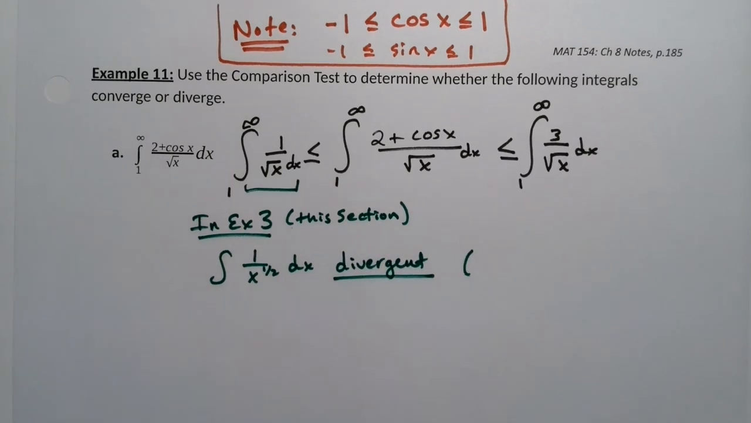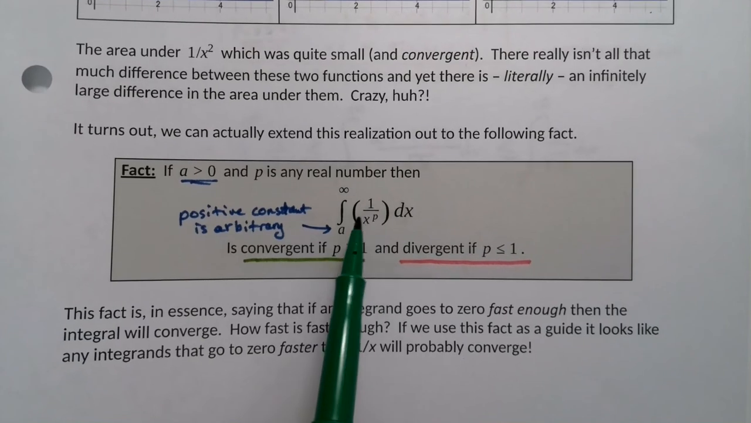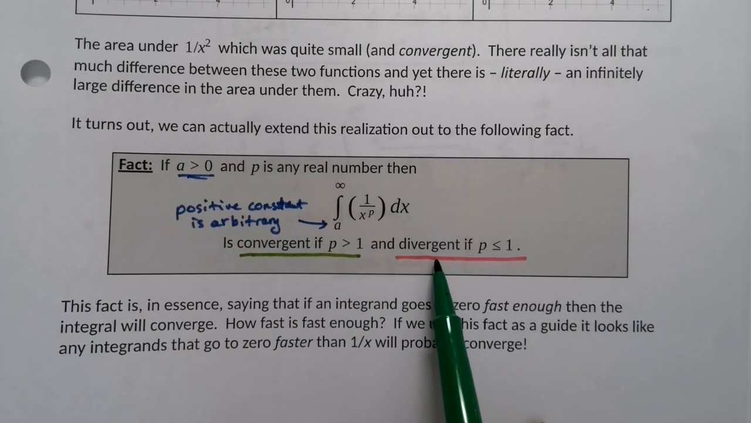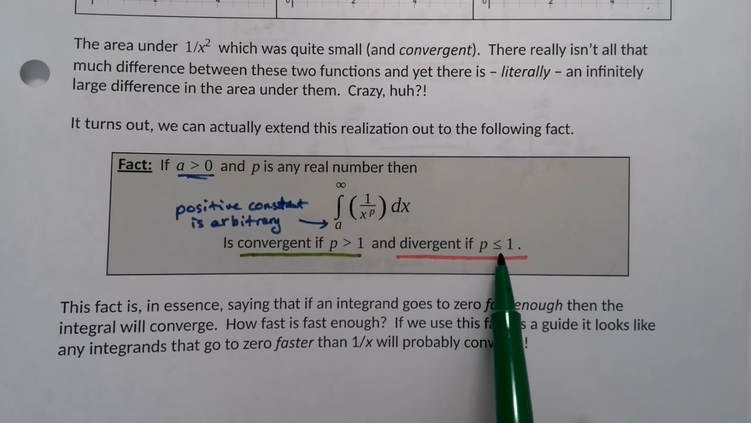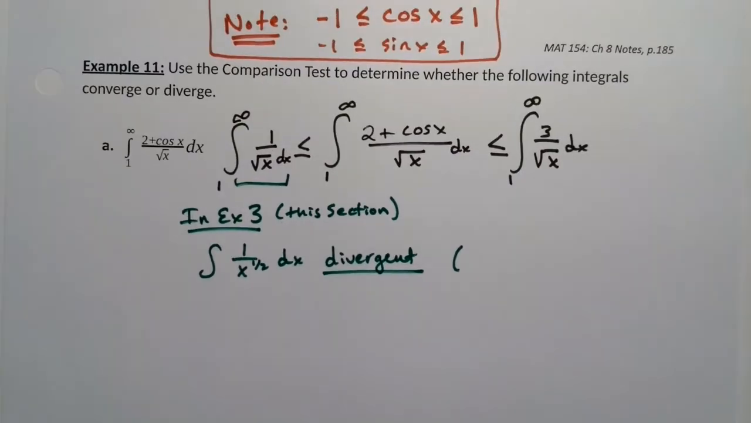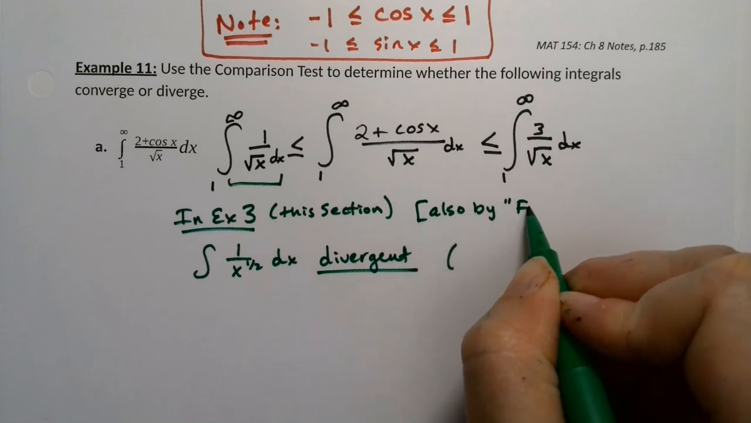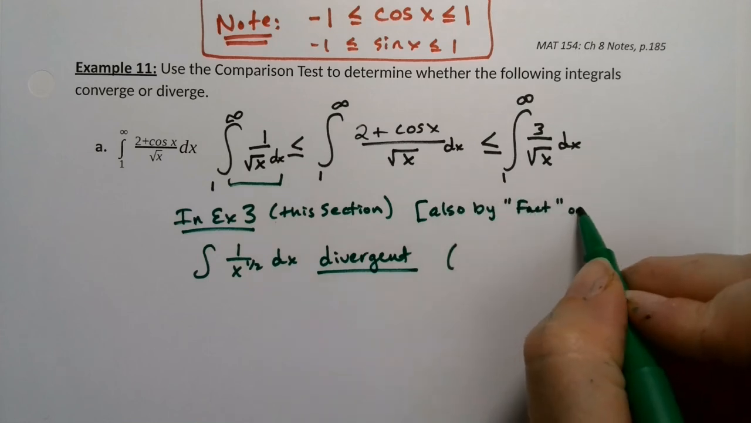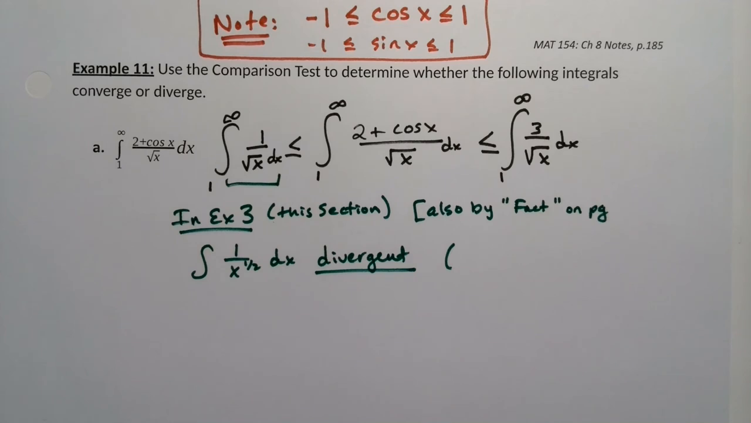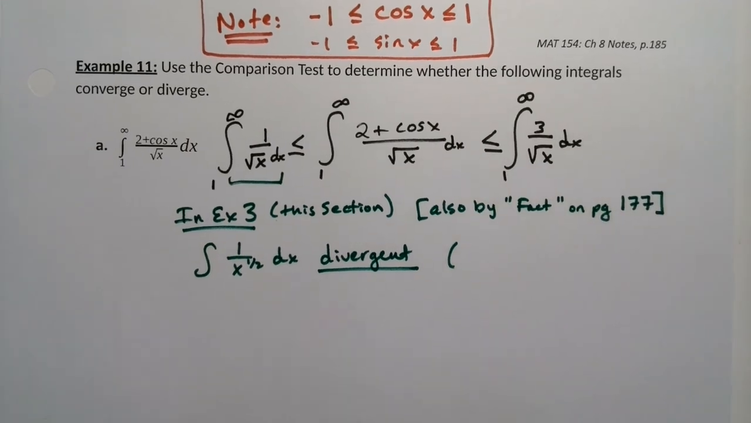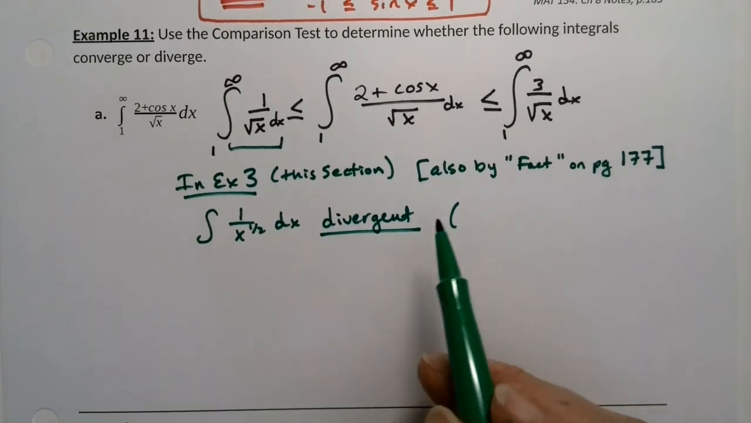Which was on the next page after that, or maybe it was the previous page. Oh, yep, right here. We called it a fact, but it's true. If p is greater than 1, it's convergent. But if p is less than 1, and a half is less than 1, then it's divergent. So also by the fact. This semester that I'm teaching it, it is on page 177. I can't guarantee it'll stay that page forever, but that's where you have it now. All right, so divergent, so it goes to infinity.